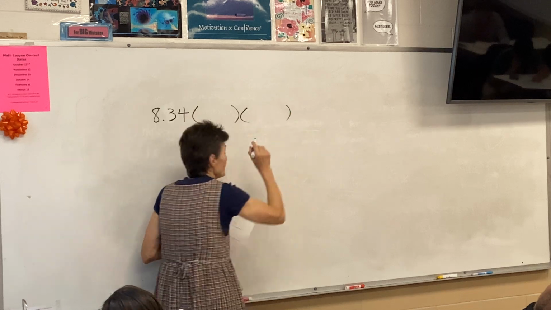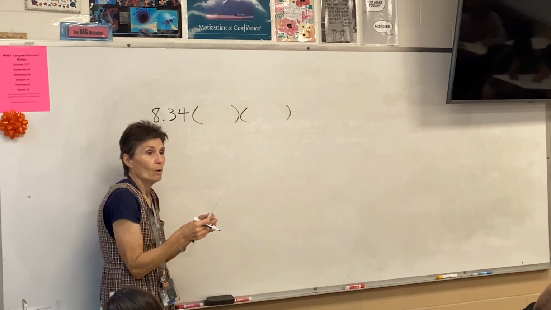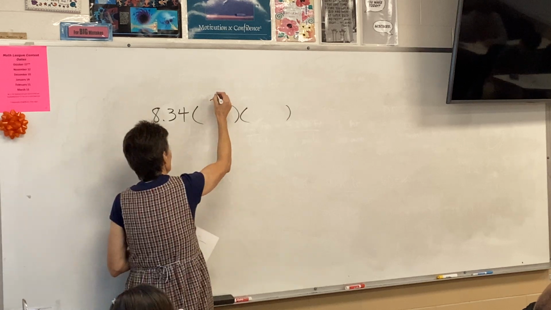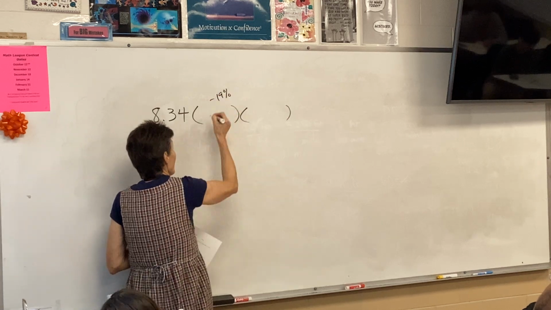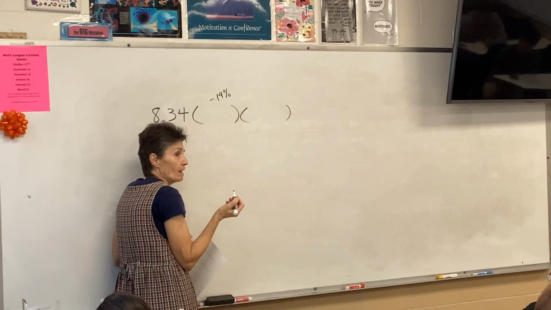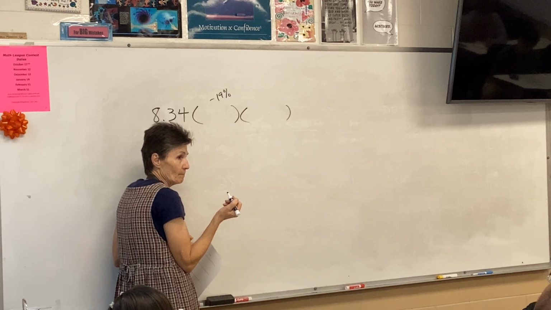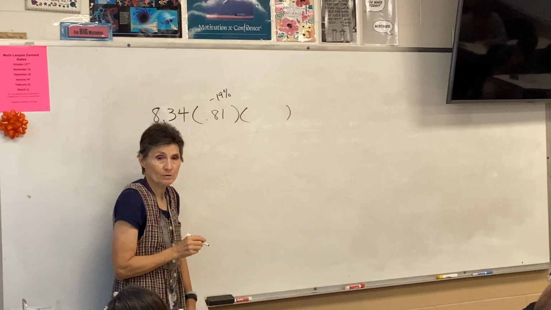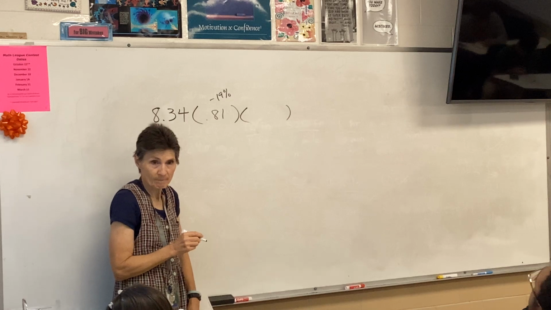Now we're going to make two adjustments to that, right? One of them is a discount because I have a coupon. So what will I multiply by? If I'm taking away 19%, I'm going to multiply by 0.81. How did we get 0.81? 100 minus 19.